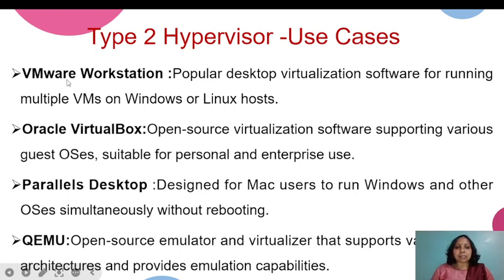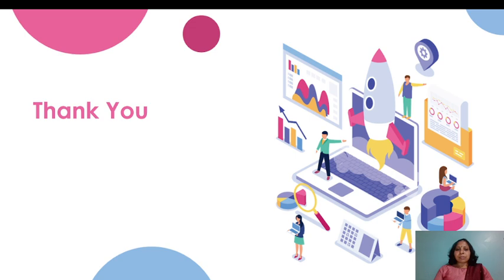Use cases: these are all the examples that you find of Type 2 hypervisors: VMware Workstation, or Oracle VirtualBox, Parallels Desktop, or Quick Emulator, which is an open source emulator that basically supports various guest architectures and provides emulation capabilities. So these are a few use cases of Type 2 hypervisors.